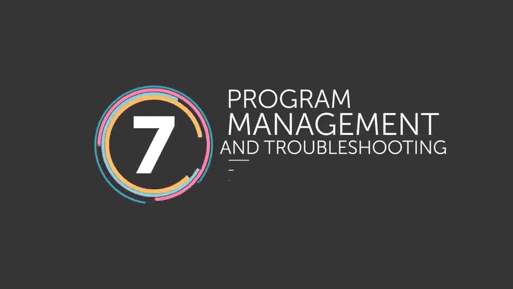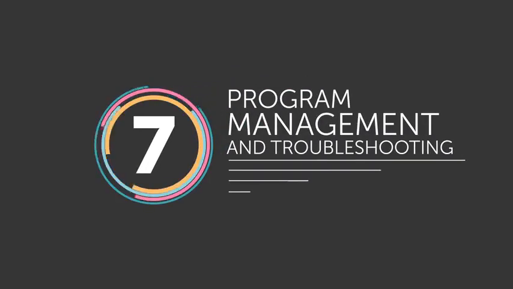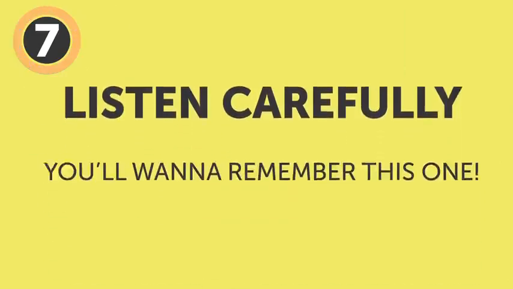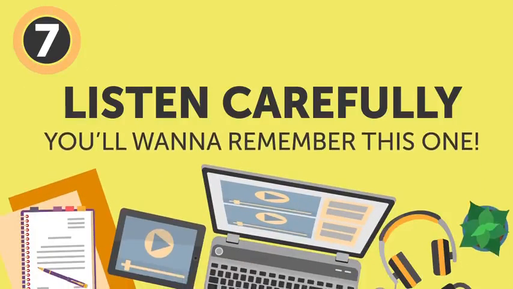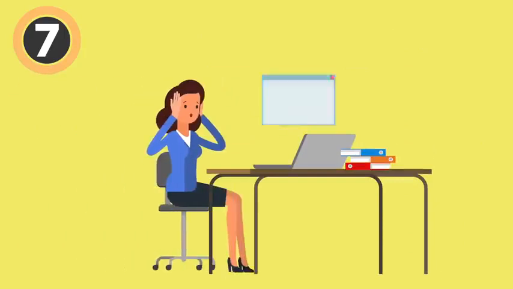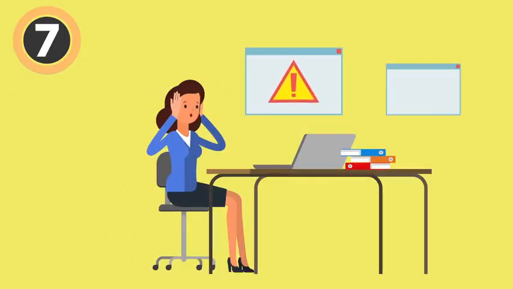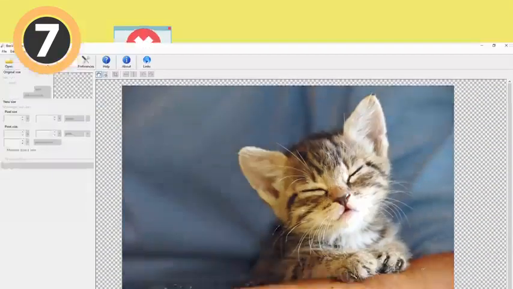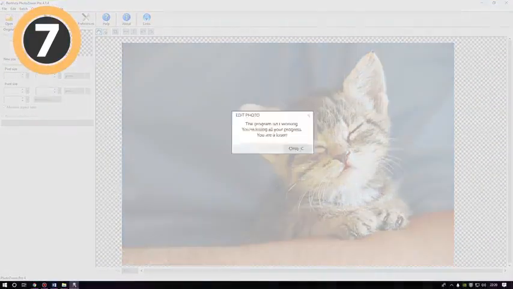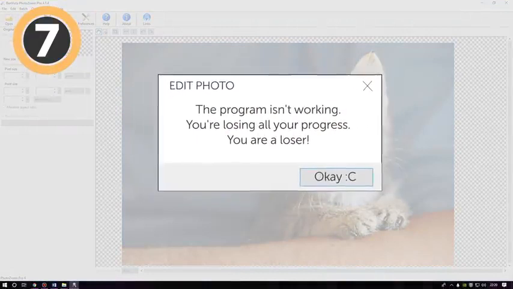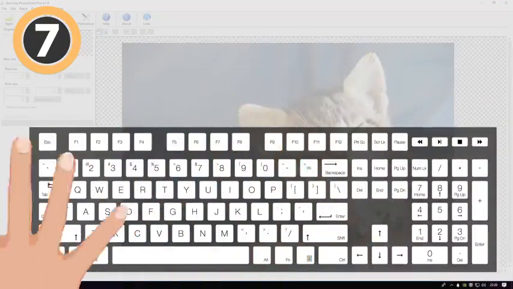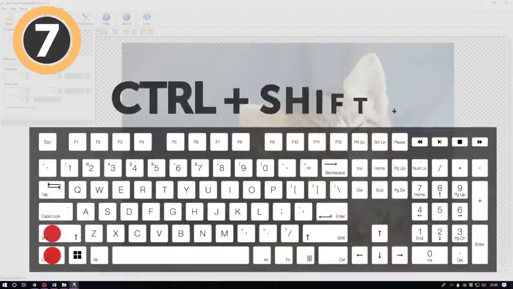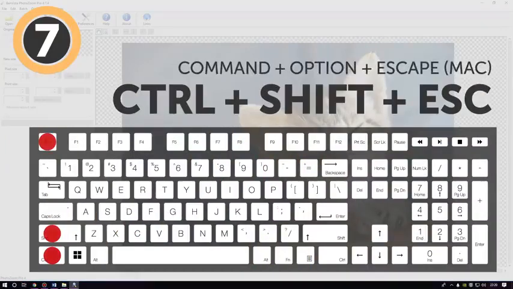Number 7. Program Management and Troubleshooting. Let's go shoot us some trouble. Now, listen carefully because you'll want to remember this one. Everyone's been there. One program is stuck and won't process anything, even if you cry, beg, or try to bribe it to do so. To avoid restarting your device and losing all your progress, try using the following combo: Control plus Shift plus Escape, or Command plus Option plus Escape if you're working on a Mac.